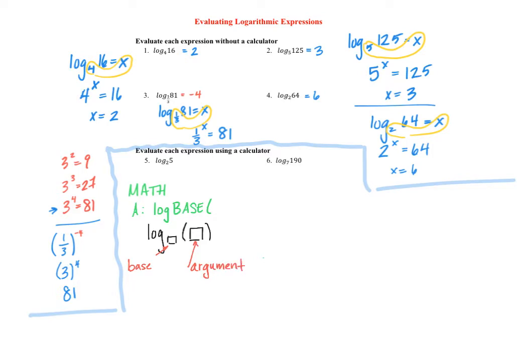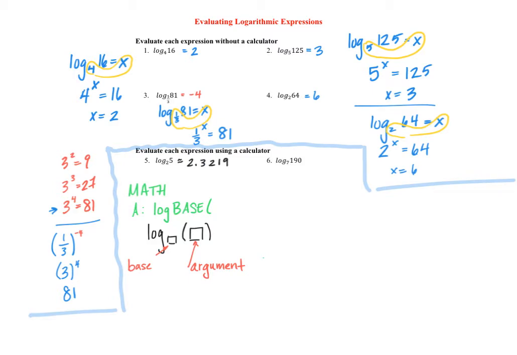So if you use your calculator, you can put the 2 in the base position. You arrow to the right. You put 5 in the argument position. And then when you push enter, I ended up with the value of that expression, log base 2 of 5, equaling approximately, because I'm going to round this decimal, 2.3219. I'm going to round it to 4 decimal places.